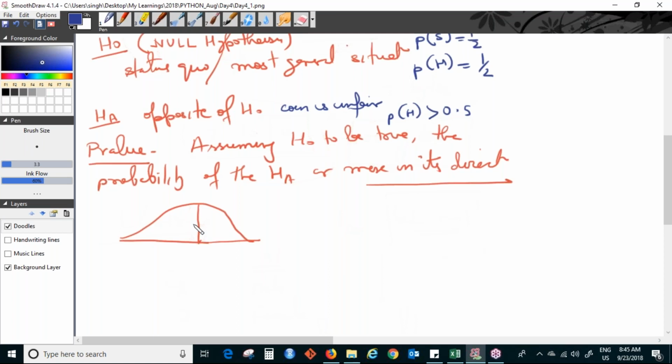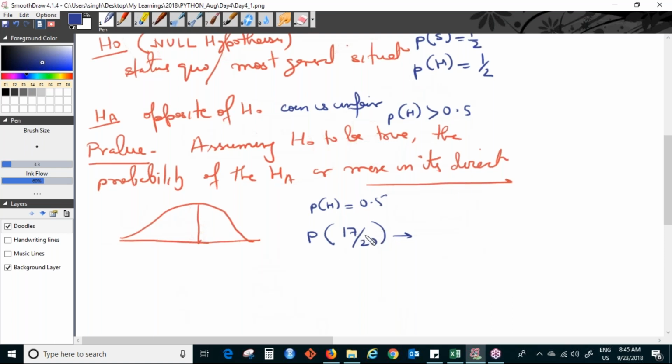Now you would find the p-value. You will assume that the coin is fair. So the moment you assume that, you get probability of head as 0.5. Then you find the probability of the alternative. What is the alternative? The alternative is that you get 17 heads out of 20 trials, but also more in its direction.